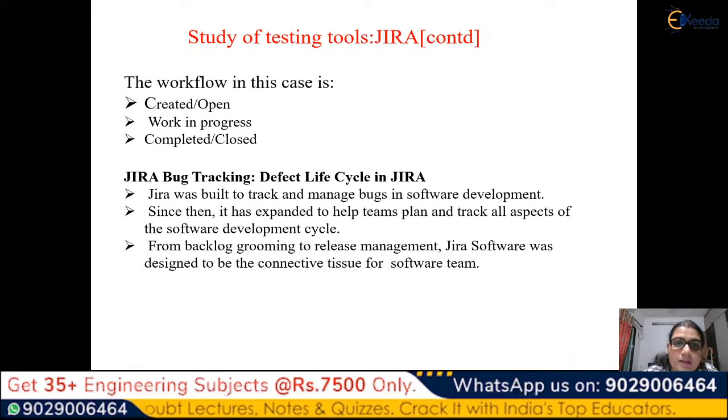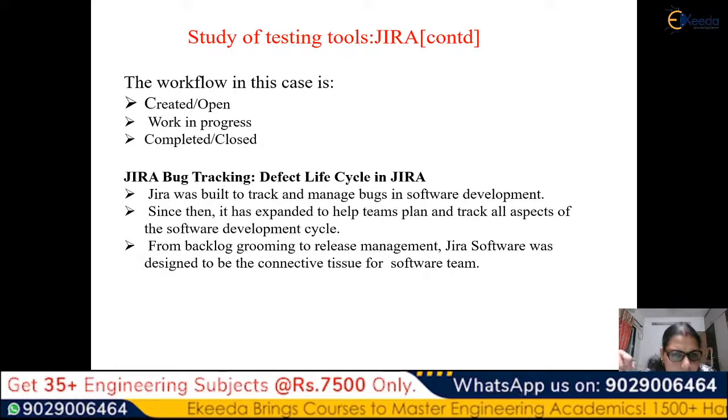Later we have a study of a testing tool, that is Jira. The workflow in this case is like created or open. Then work is in progress. Once it's completed, it is closed. So as I said, like a defect cycle, it's bug tracking. Now, what happens in the defect life cycle in Jira.